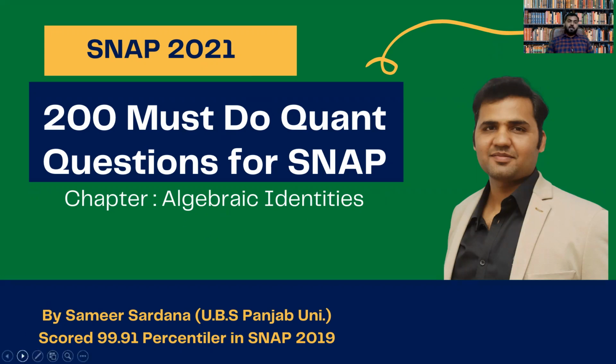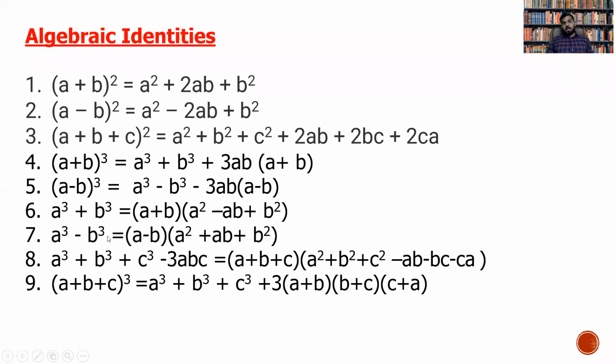So guys, let's start. First of all, I want all of you to understand these 9 algebraic identities. Cram it. These are must do algebraic identities. इनके बिना आपका algebra का question solve नहीं होगा, SNAP का specifically. So these are the 9 identities that I have written down for you. Please go through it, cram it. This is must to do the questions on algebraic identities.